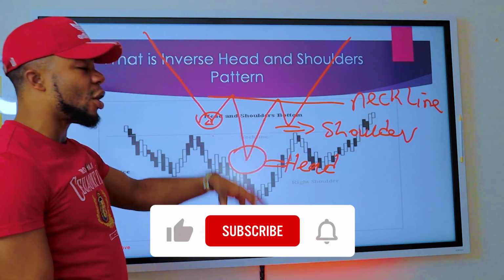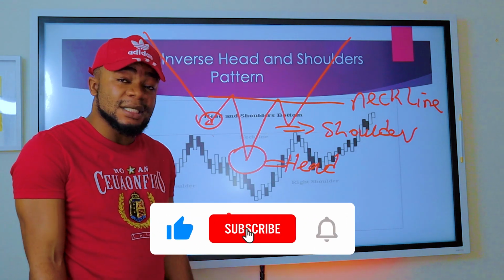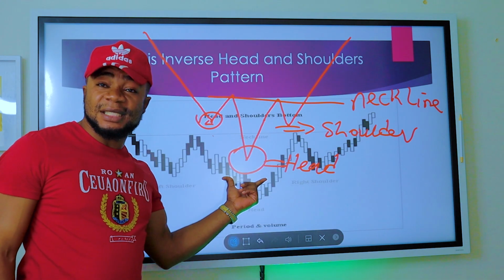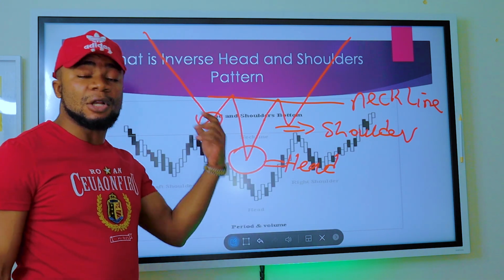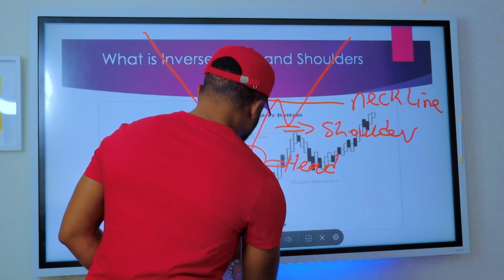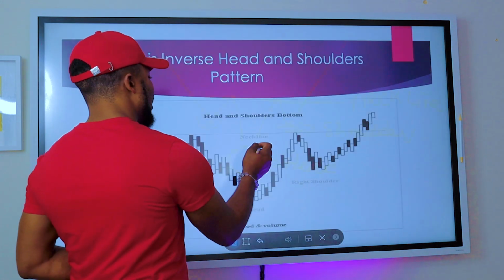So an inverse is just the opposite of the normal person standing. It's now like the person is in the opposite direction, because you see now this person's head is actually facing down instead of facing up. It's like you're playing a game. This person is upside down, so that is why they call it an inverse head and shoulder pattern.